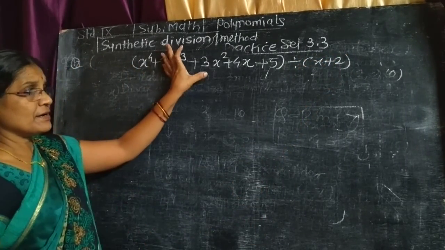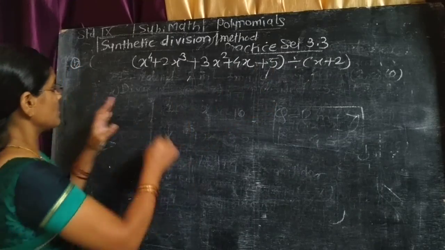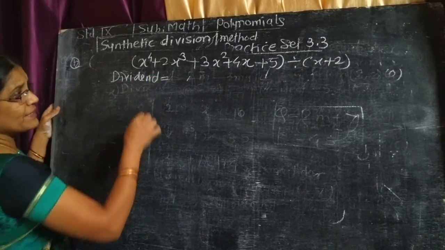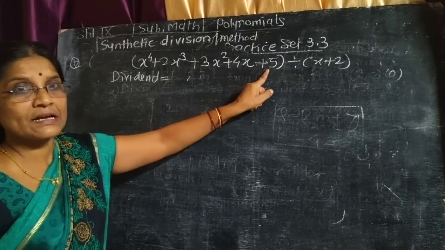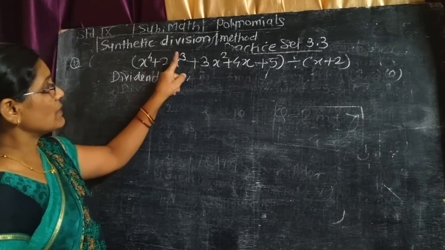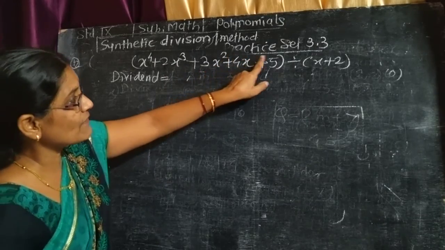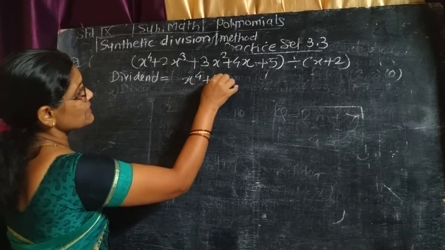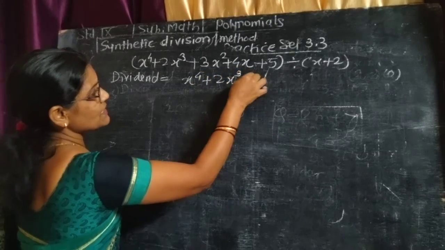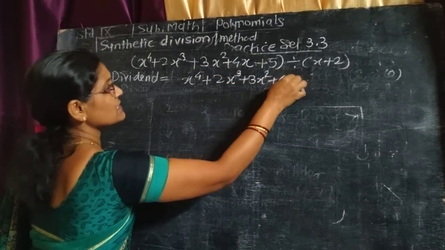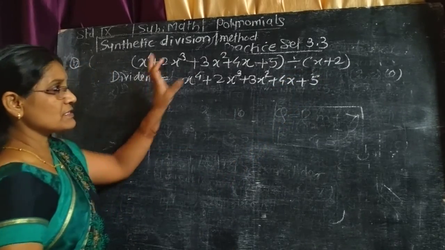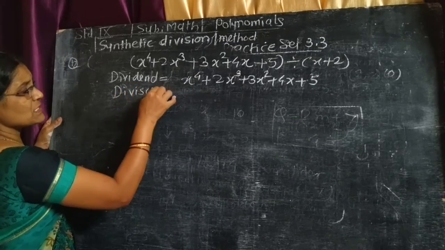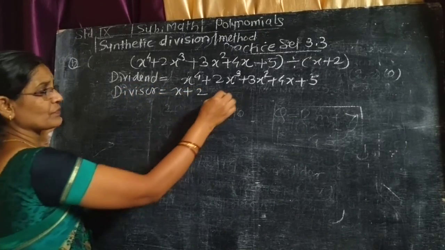Again this is the dividend, this is the divisor. In the first step we write the dividend, and when we write it, check whether all the indices are present or not. Fourth power, third power, second power, first power and constant. All are present, so it is not necessary to insert 0. Plus 3x square plus 4x plus 5. Dividend जसंच्या तसं लिहिलं आहे. Divisor is equal to x plus 2.